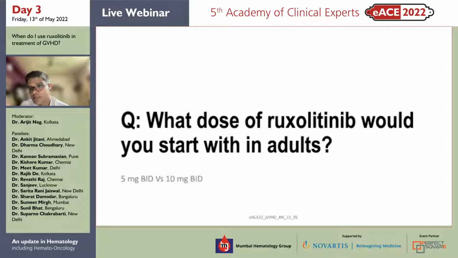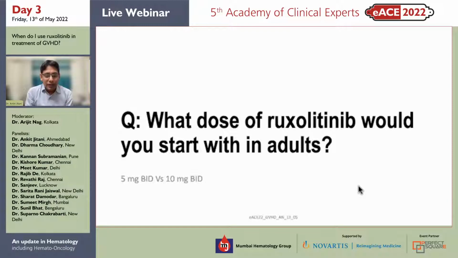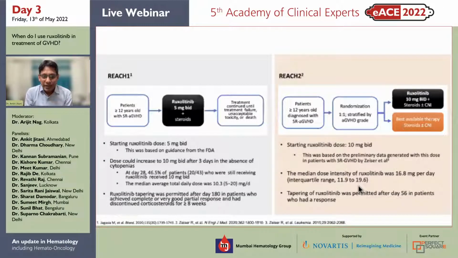Most of them are cytopenic at this time. So what dose would you start? Even if the patient is cytopenic, we have seen that 10 is pretty low dose, but still there is skepticism, and we do start at 5 twice a day and gradually escalate to 10 maybe in the next 3 days or so, based on the tolerance and the count. So that is what we do. We start at 5 and then escalate to 10.